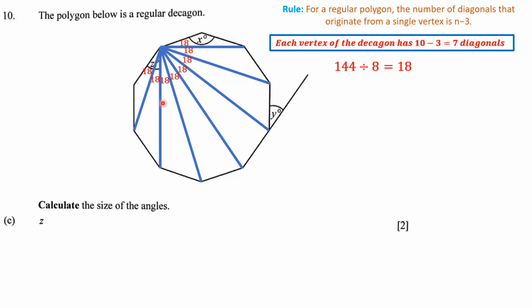Now we know that Z accounts for 2 of these 18-degree spaces. And so what we're going to do is multiply 18 by 2. So Z is going to be 18 plus 18, or 18 multiplied by 2. And so Z is equal to 2 times 18, which is 36. And so Z equals 36 degrees. Okay, let's move on to the next question.